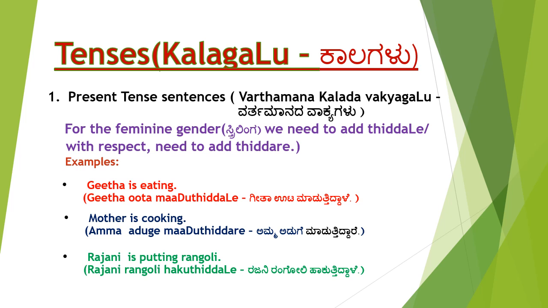Then mother is cooking. ಅಮ್ಮ ಅಡುಗೆ ಮಾಡುತ್ತಿದ್ದಾರೆ. So with respect to tell about mother, ಅಮ್ಮ ಅಡುಗೆ ಮಾಡುತ್ತಿದ್ದಾರೆ. Then Rajini is putting ರಂಗೋಲಿ. Rajini ರಂಗೋಲಿ ಹಾಕುತ್ತಿದ್ದಾಳೆ. So here tiddale and tiddare, two suffixes needs to be added to make a sentence for feminine gender in present tense to make a sentence.